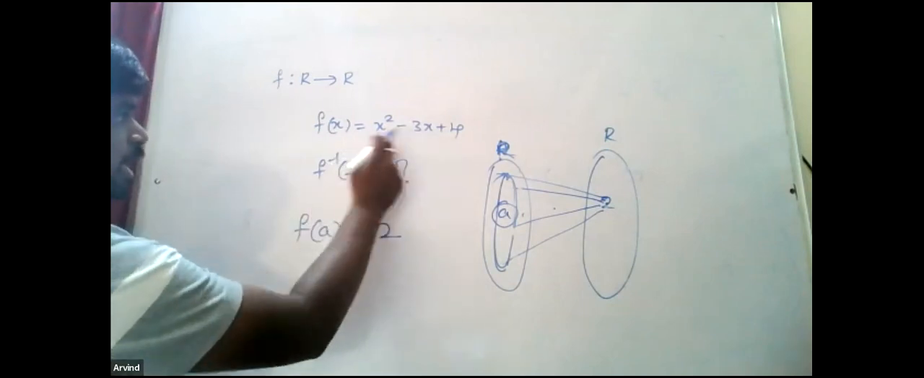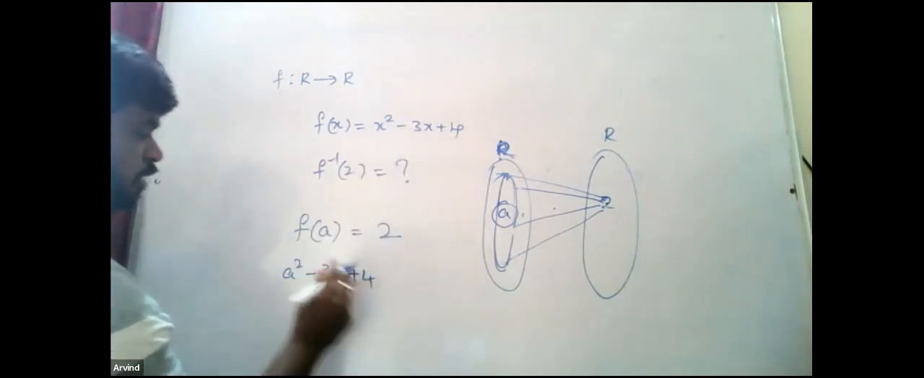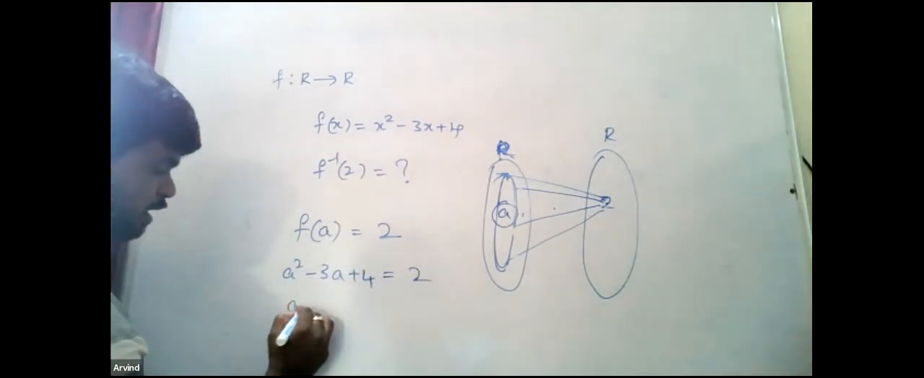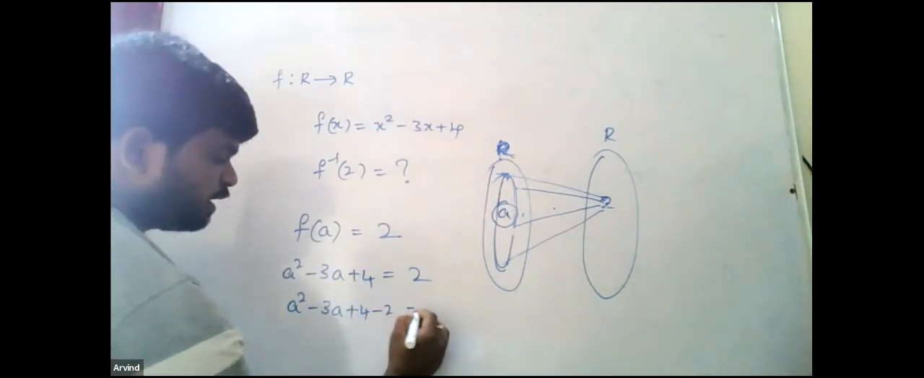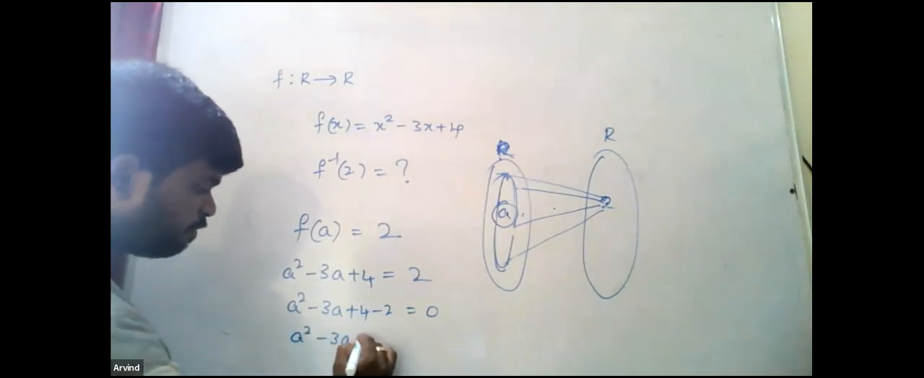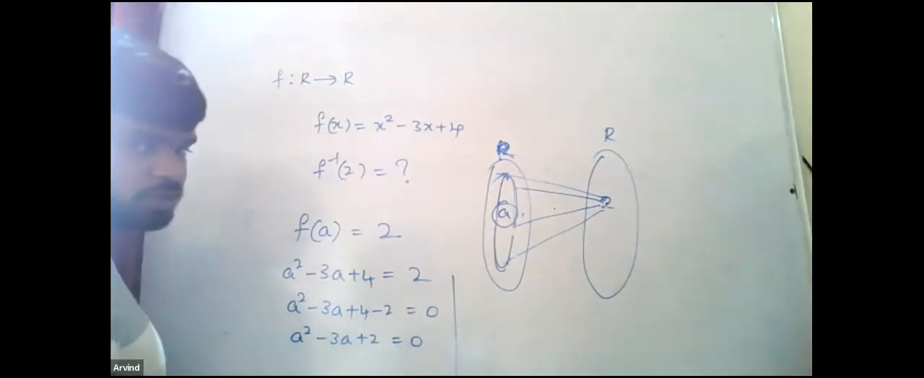So wherever there is x, if we put a, what happens? a square minus 3a plus 4. f of a is equal to 2. Get this 2 to this side: a square minus 3a plus 4 minus 2 equal to 0. So a square minus 3a plus 2 equal to 0. We have to factorize this using the quadratic equation.